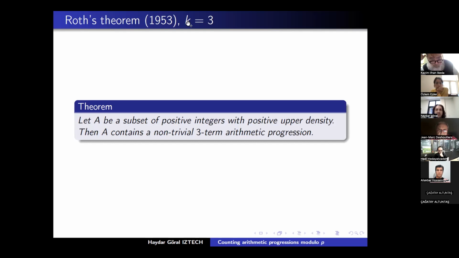For the length k equal to 3, this was resolved by Roth using the circle method from additive number theory, and Roth proved that if A is a subset of positive integers with positive upper density, then A always contains three-term arithmetic progressions. Whenever I say arithmetic progressions, we should understand that it is non-trivial, because otherwise, as I said, any non-empty set contains trivial ones. So this is the first step, and it came from Roth.